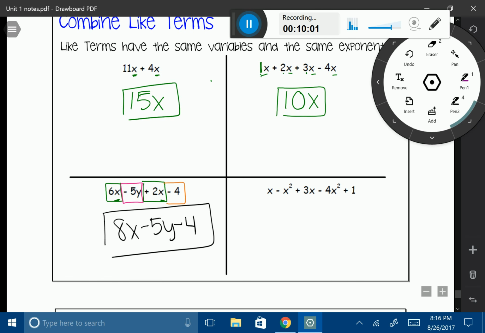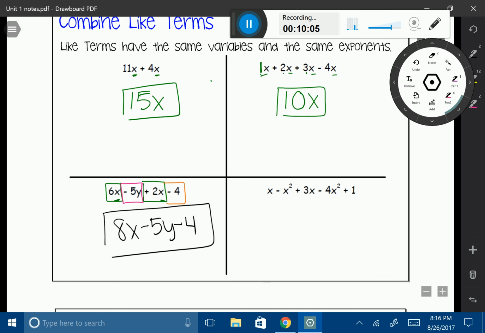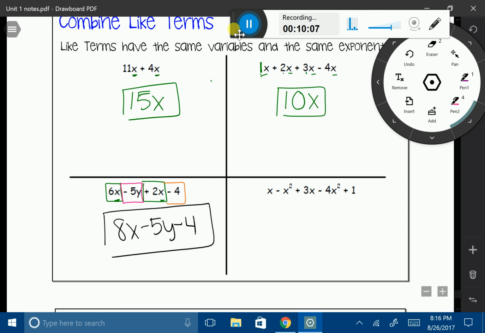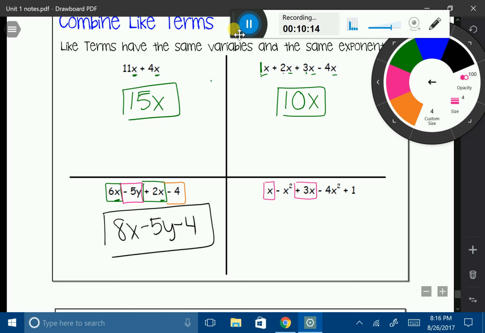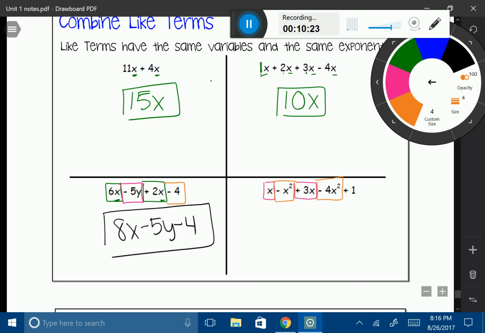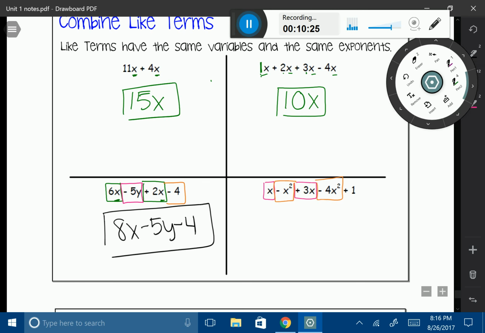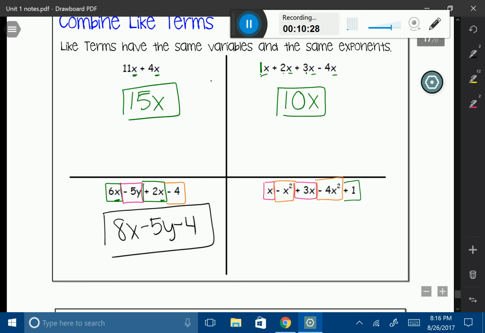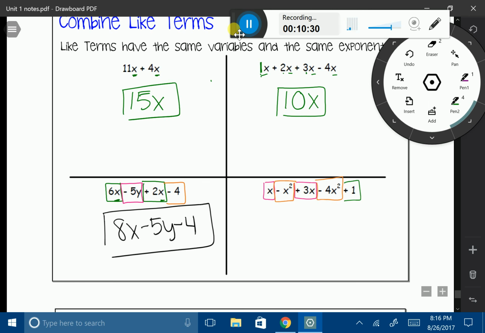Okay, the next one I have some exponents in here. So let's go ahead and try this one. I'm going to use some different colors here. I'm going to put a little box around my x. I have a 3x. They have the same last name. And then I'm going to go over here and grab my orange. And I have x squared, right? x squared, they have the same last name. And then I'll choose one more color. And I have a +1. Okay, so you don't have to use this color coding system, but it might be helpful to you at first.